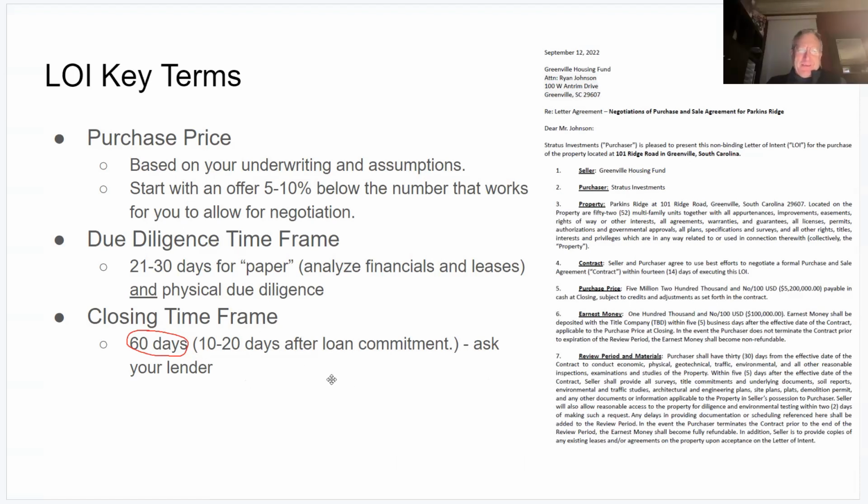Anyway, like I like to write my first draft of the LOI: 30 days due diligence, 60 days to close, and then I would include probably an extension, or sometimes I'll leave the extension for the PSA, the contract negotiation.